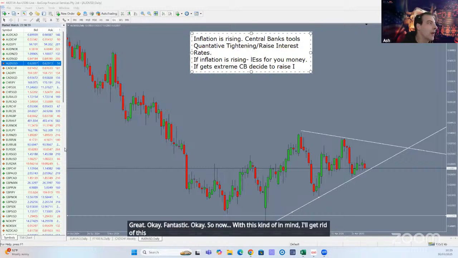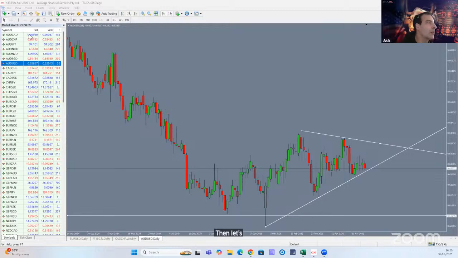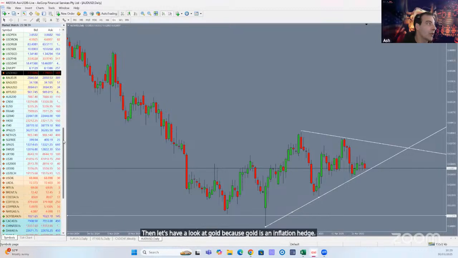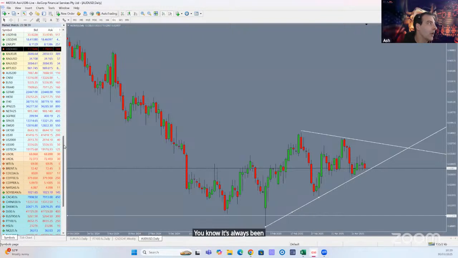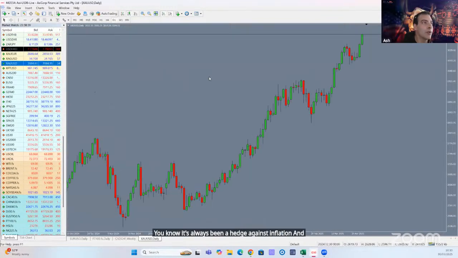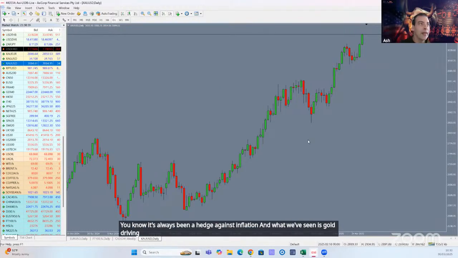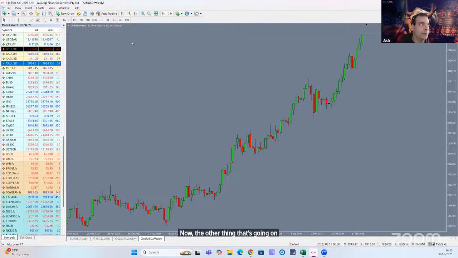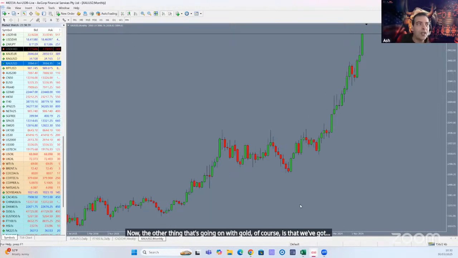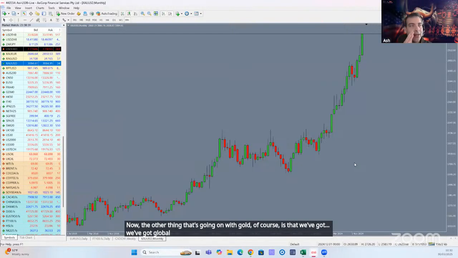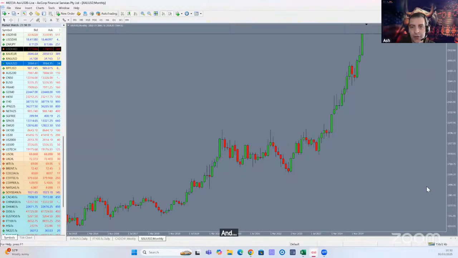With this in mind, let's have a look at gold because gold is an inflation hedge. It's always been a hedge against inflation. And what we've seen is gold driving as an inflation hedge. Now, the other thing that's going on with gold, of course, is that we've got global uncertainty. Now, the key with gold, you make a really good point with the tariff, and there's a view that it could crash below 3K. My view would be it will absolutely crash below 3K.